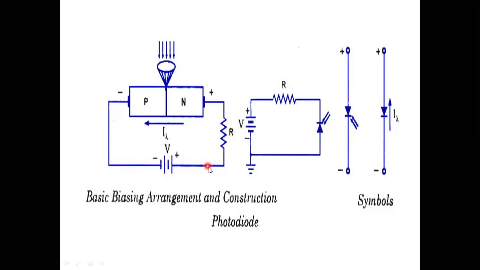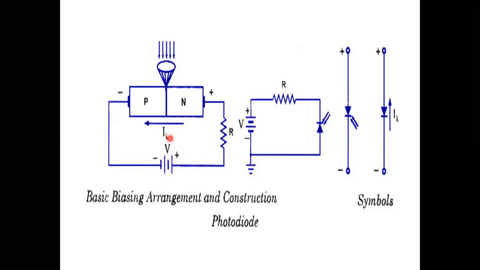When no light falls on the junction, then no current is produced in the photodiode. But even a very small amount of current is there in the diode due to the flow of minority charge carriers only. This current is called dark current. It is denoted by I lambda. I lambda is the dark current.